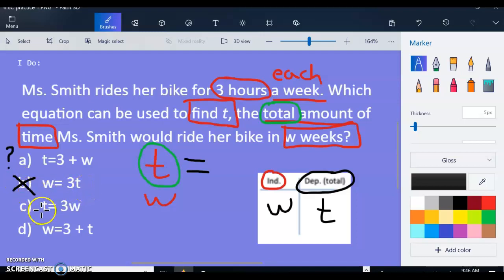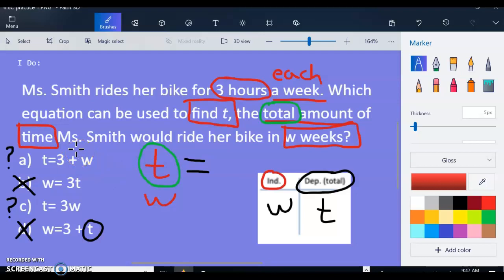Let's look at C. It says t equals 3W, okay? T is also by itself, so let's go ahead and put a question mark by that one also. We'll come back to that one. And last but not least, we have answer choice D. Answer choice D, once again, that t is not by itself, so we have to eliminate D. So, let's switch back our colors here. So now that we know that t is by itself, we have two different problems.